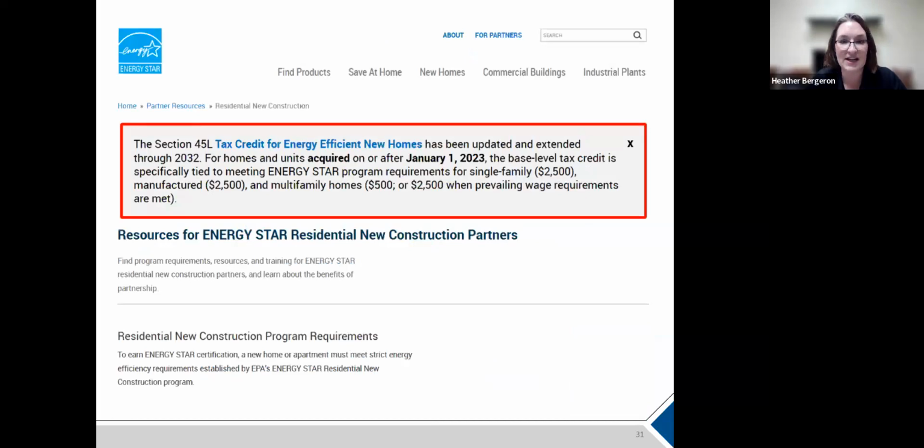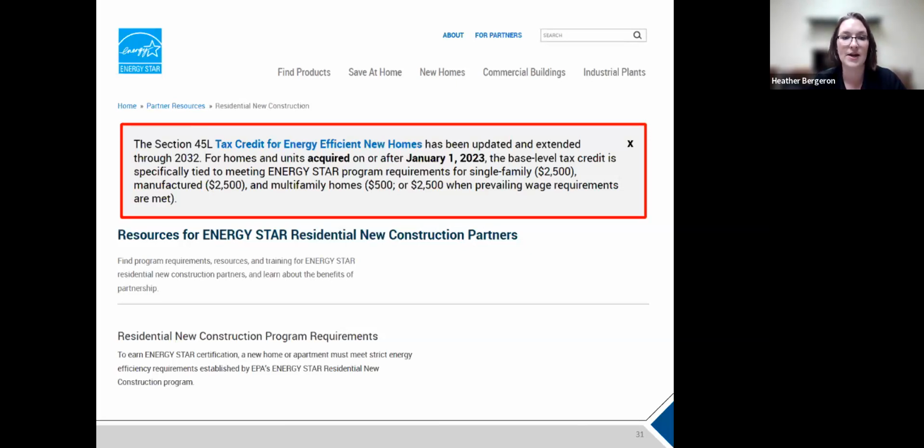Here is a section of the EnergyStar tax credit for the energy efficiency in new homes. So this has been updated and extended through 2032. This is for homes and units that have been acquired on or after January 1st of 2023. This basic level tax credit is specifically tied to meeting EnergyStar programs. So this is available to any new construction partners, as far as your homeowners that want to have the tax credit based on their new efficient home.